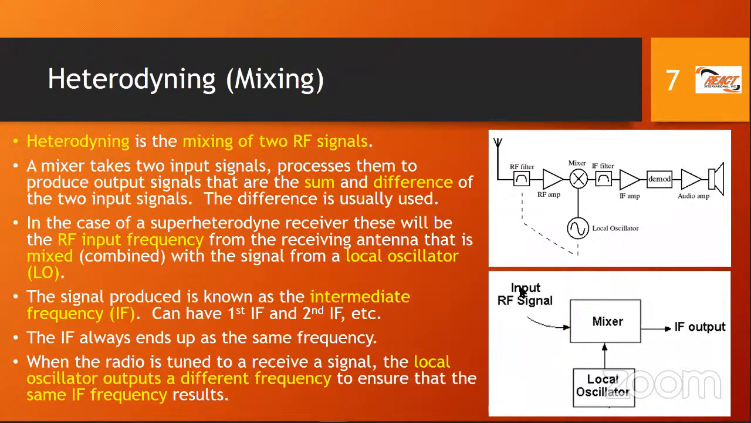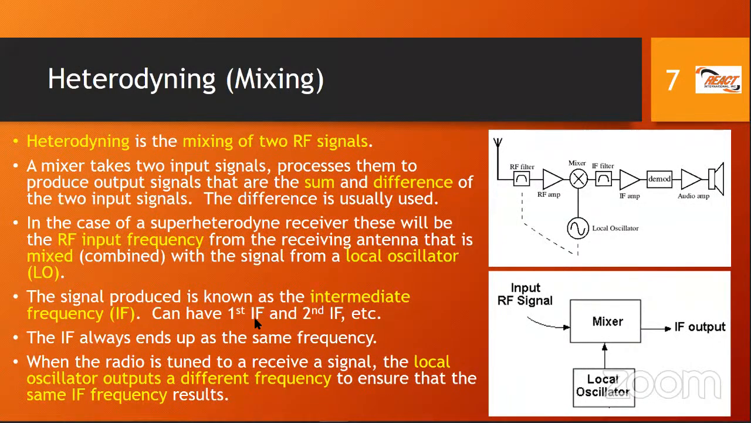So it combines or mixes the radio frequency from the antenna being received with a local oscillator frequency that is generating a signal also. It mixes it. The signal that is produced is known as the IF, or intermediate frequency. That's why we say it's the IF output. It's not the word "if", it's IF, intermediate frequency.